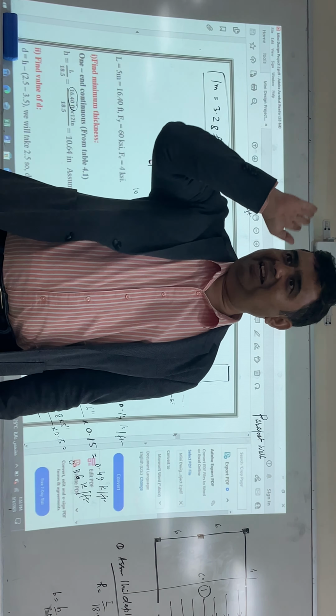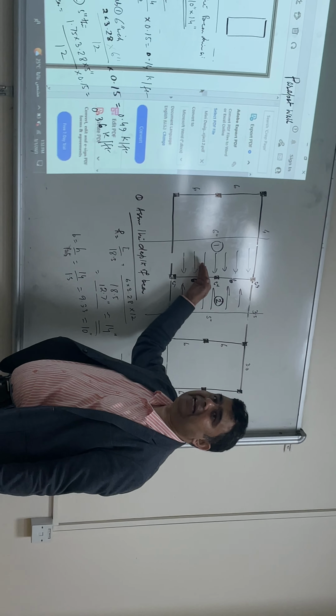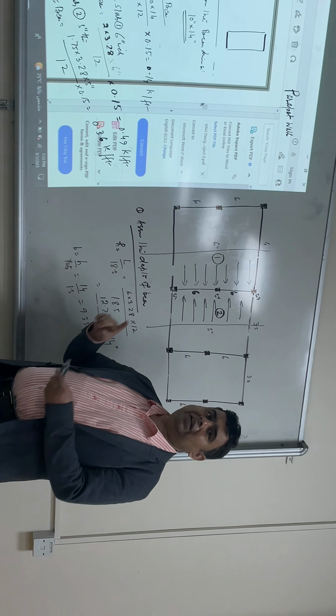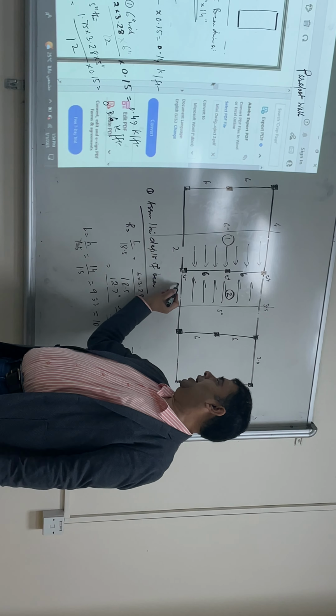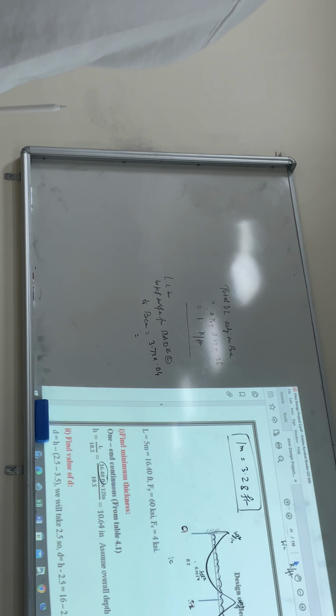Okay, now the live load. Live load you have to calculate per meter run. So what is the total length? 2 and 1.75, so the total length is 3.75. So 3.75 multiplied by 0.04. How much is coming? Are you getting or not? This is pound per square feet.